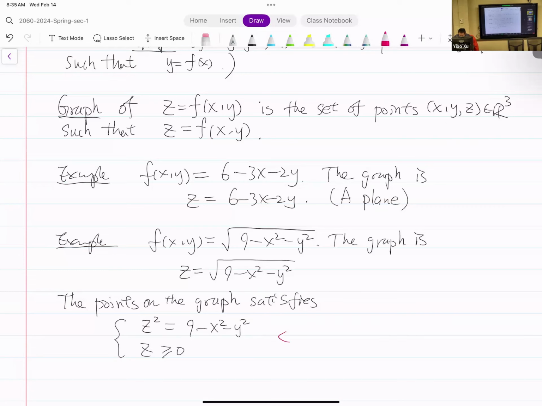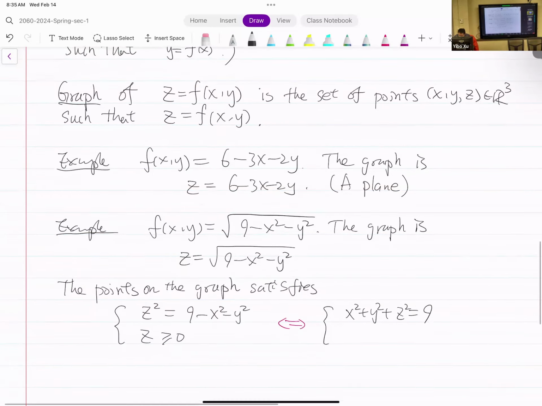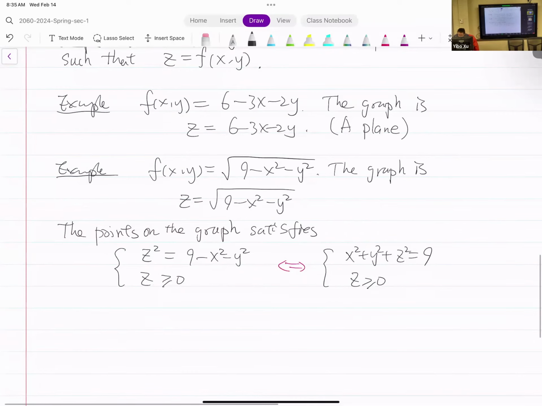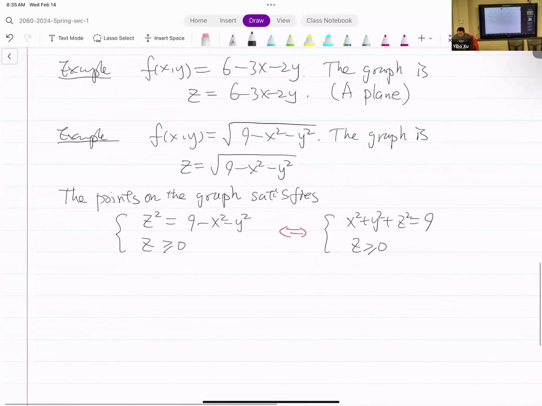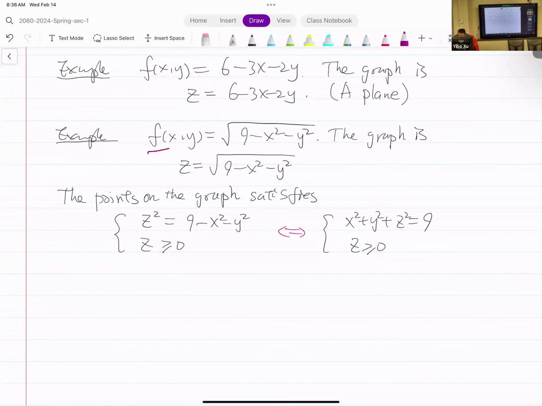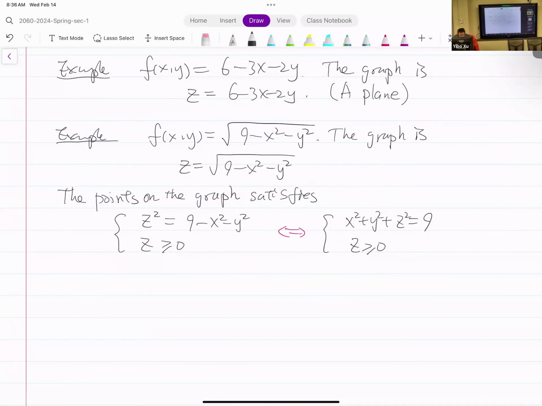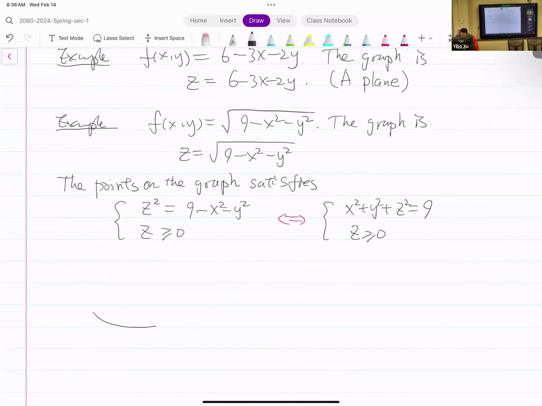And this is equivalent of saying x squared plus y squared plus z squared has to be 9. And at the same time, z is non-negative. So it's good. And now we can imagine what this looks like, right? So x squared plus y squared plus z squared is a sphere. It's centered at the origin and has a radius of 3. And at the same time, we have to have the output z to be non-negative, right? So this tells us we are looking at the upper half of the sphere.